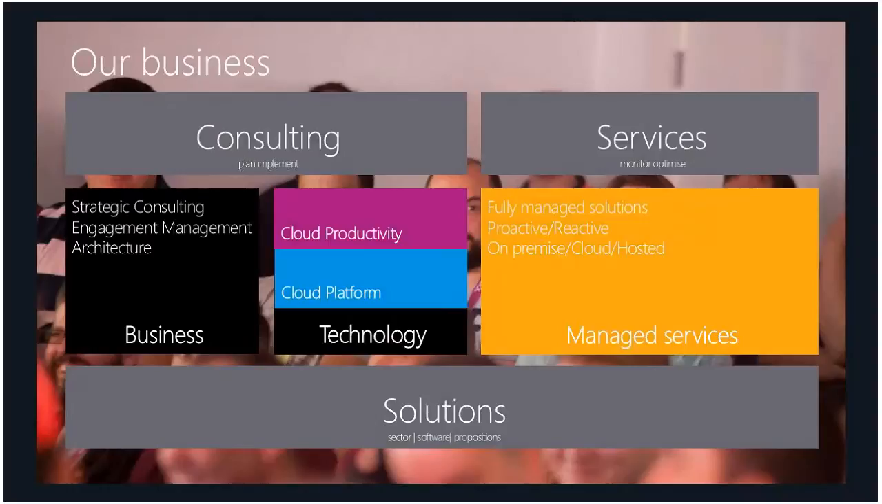The way that our business is set up, it's made up of three main areas. We've got the consulting part of the business. This is split into business and technology. The business part of our organisation is made up of architects, engagement managers and business analysts. The way that these guys work is they help with transformational and strategic engagements.